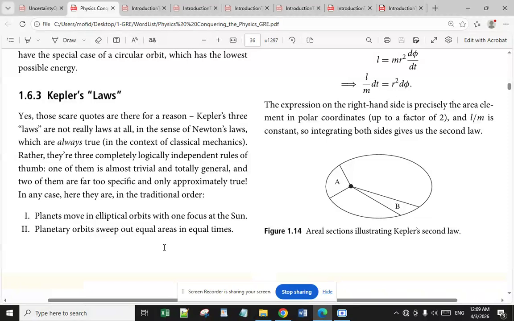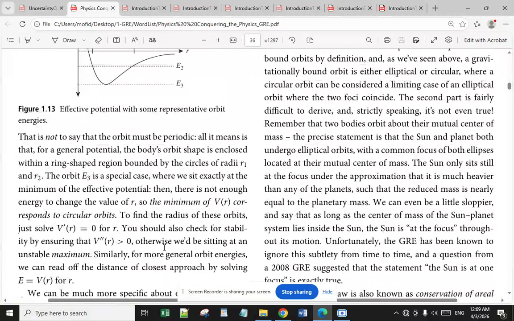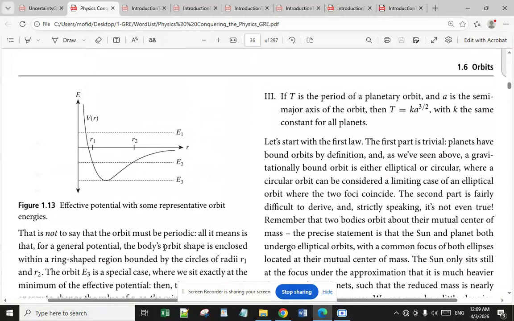The first of Kepler's laws: planets move in elliptical orbits with one focus at the Sun. The second law: planetary orbits sweep out equal areas in equal times. The third law: if T is the period of a planetary orbit and R is the semi-major axis of the orbit, then T is equal to χ R to the power of 3/2, where χ is the same constant for all planets.